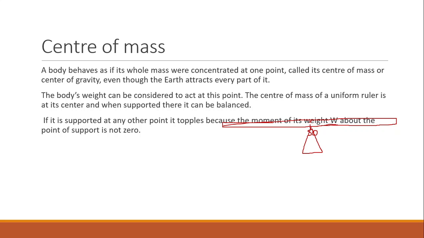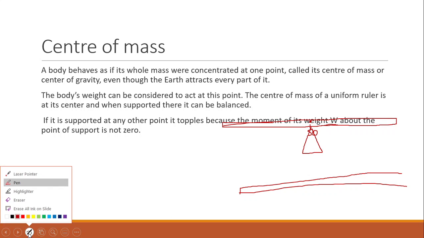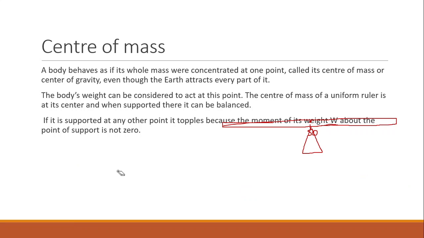Now, let me draw that scenario too. So this is a ruler that we have, right? But this is not looking good. Let me delete this and draw another one.